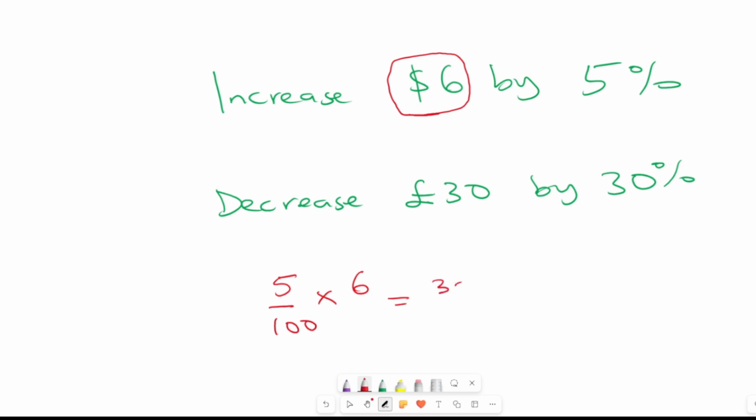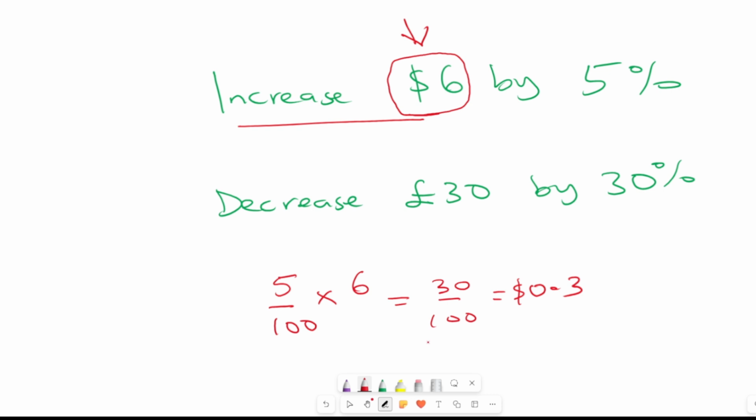This gives me 30 over 100, which is 0.3. So 5% of $6 is $0.3. Okay. And many students will leave their answer there. But that is not the answer. First of all, look at the question critically. Increase $6 by 5%. I'm expecting that your answer will actually be more than $6. So how do you continue from here?